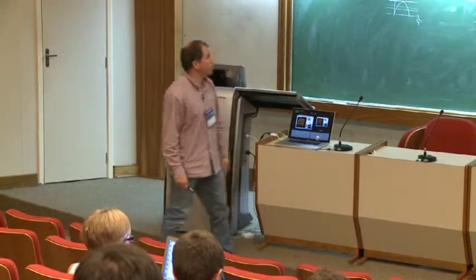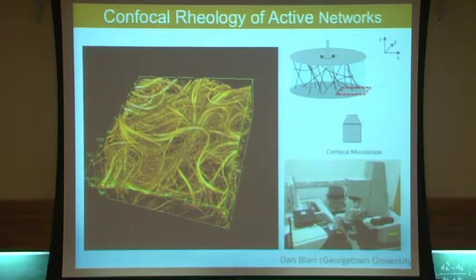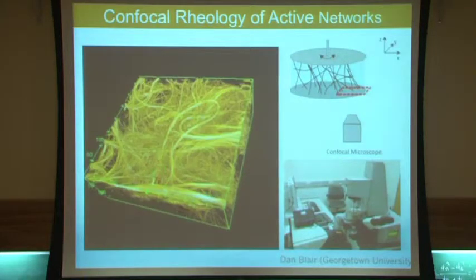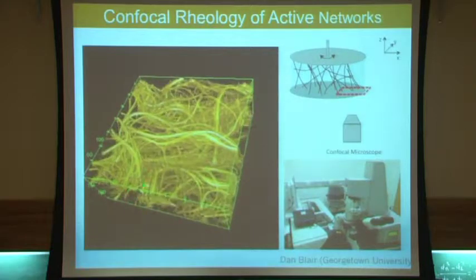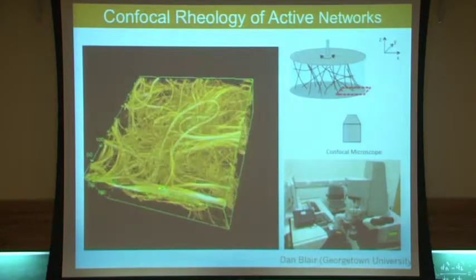What we are setting up to do now is tracking all individual bundles. We are doing this in collaboration with Dan Blair. He has this very nice confocal microscopy set up on a rheometer, and you have this gel, and you can ask, is it a liquid or is it a gel, what is its rheology? At low ATP, the system is slow enough that you can actually track the three-dimensional topology of this network.